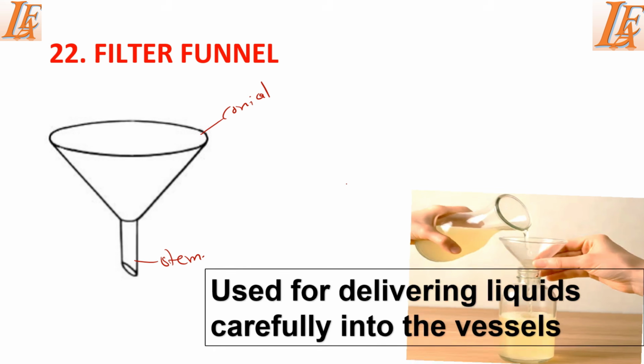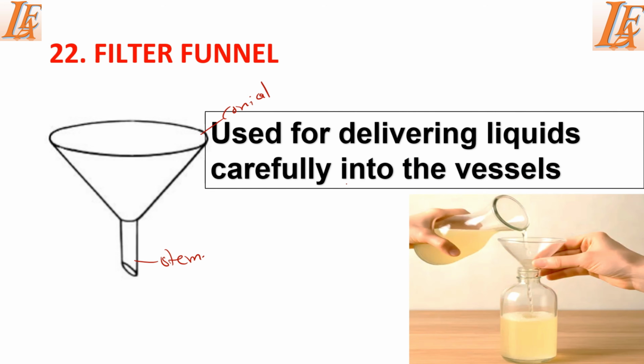So the function or the use of this filter funnel is that it is used to deliver liquids carefully into the vessels. Apart from that, it can also be used together with a filter paper to separate solids from liquids during filtration. Remember, in the filtration process, you have to use a filter paper, and then you insert that filter paper inside a filter funnel. So it serves two purposes: delivering liquids carefully into vessels like you can see on the screen, and sometimes to separate solid liquid mixture in a process called filtration.